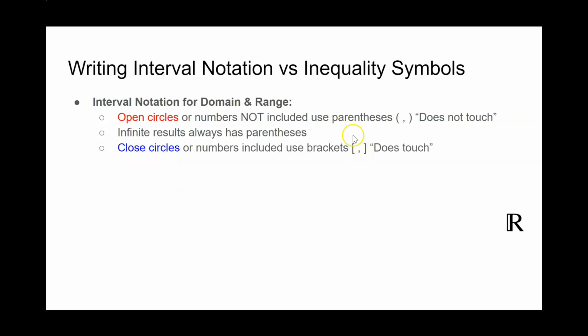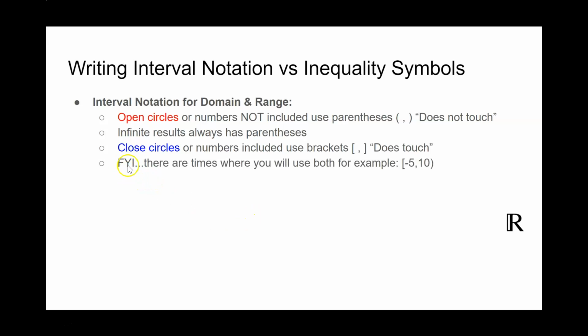Closed circles, however, get the brackets. That means if you look at the graph and it has a closed circle at the end of the line, then we're going to write the bracket and then write in the number that it is. That means it touches the graph.